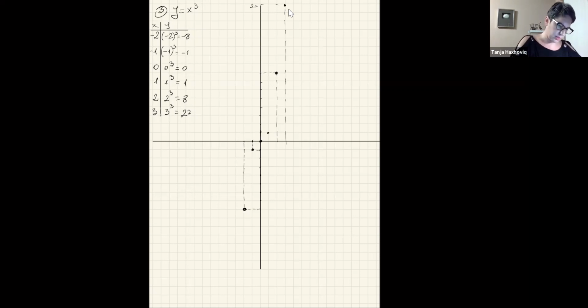All right, so let's connect this. If you were to plot more points, you'll see that the general shape of the graph is exactly that. So that's the general shape of the equation y equals x to the third. All right. Yet another common but interesting equation.